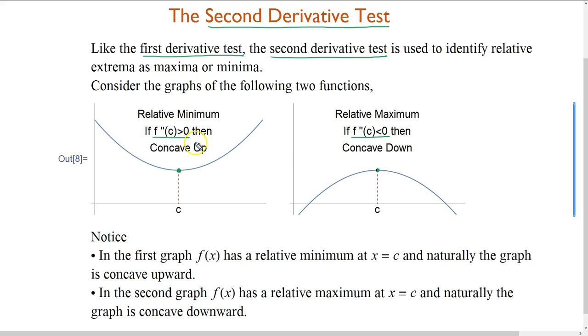That is, we can take the second derivative and evaluate it. If our second derivative is positive, we're going to have a relative minimum. If our second derivative is negative, we're going to have a relative maximum. And that's how the second derivative test works. So let's look at a statement of the second derivative test.